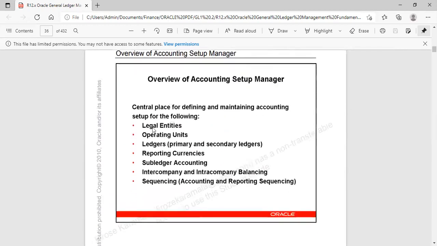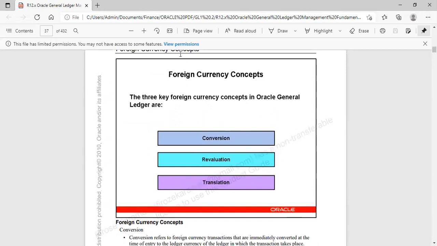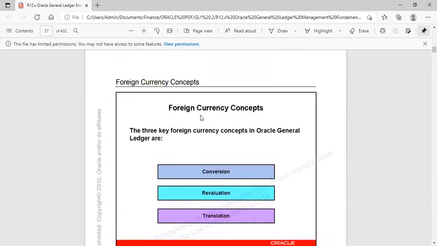They have given the next topic: legal entity, OU, ledger, reporting currency, SLA, intercompany sequence. One by one, we'll see. Foreign currency: what is conversion, revaluation, and translation? Can anybody differentiate between these three? Whatever you understood, what is conversion, what is revaluation, what is translation? Tell me.